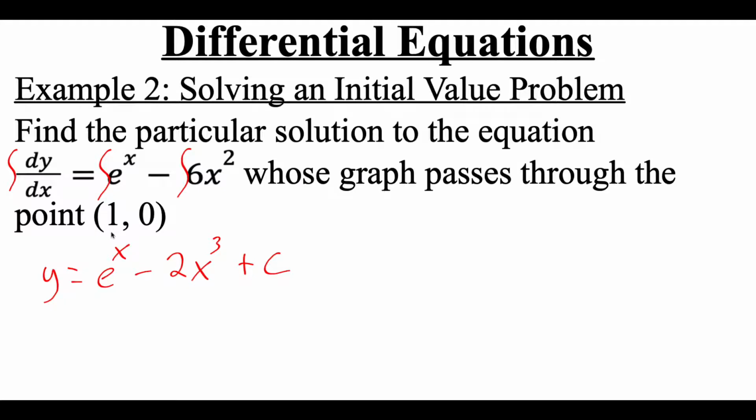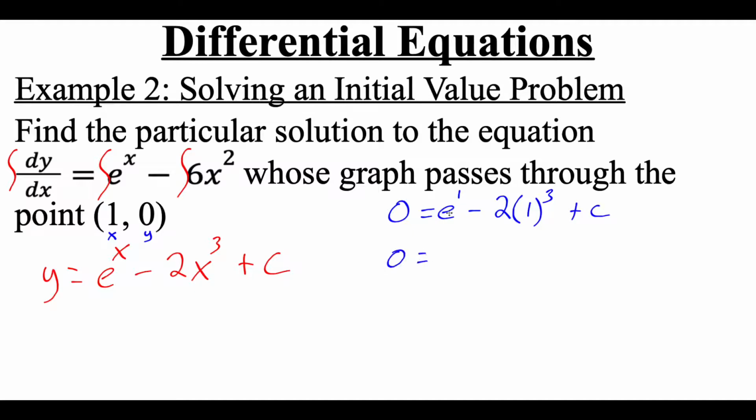So we're going to plug in the 1 for our x values, and we're going to plug in the 0 for our y values, and that's going to help us solve to find this constant c. So then, plugging those values in, my equation would say 0 equals e to the first power minus 2 times 1 cubed plus this c value.